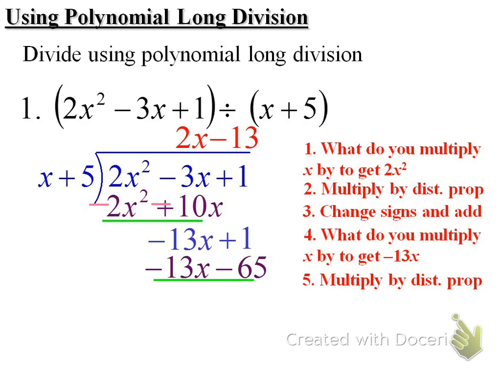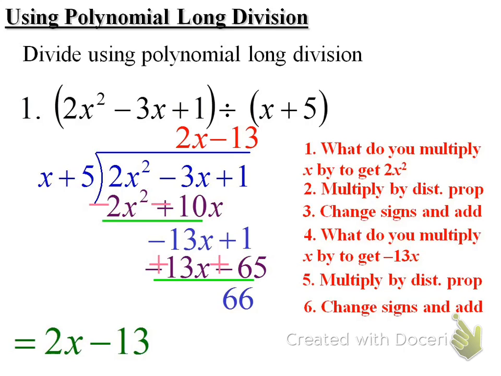All right, next we want to subtract those terms, so we're going to change the signs. So now it's like negative 13x plus 13x, which is 0. That's why we picked the negative 13 in the first place. And then the positive 1 plus 65 gives us 66. 66 is our remainder.